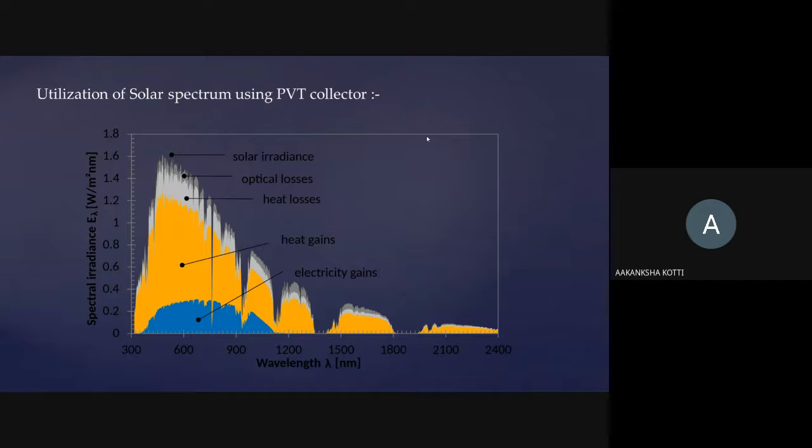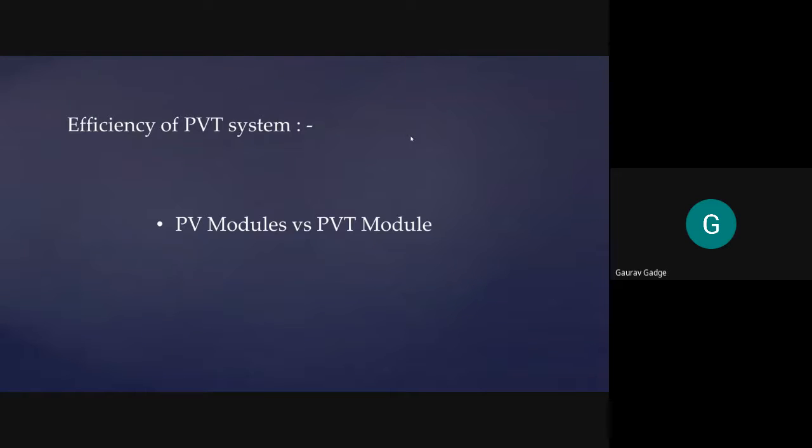This is the graph of utilization of the solar spectrum using a PVT collector. The yellow part describes the heat gains, and the blue part describes the electricity gains. Next, please. The efficiency of the PVT system. The basic difference between the PV module and the PVT module is the thermal system, which is added externally to increase the efficiency of the overall system.